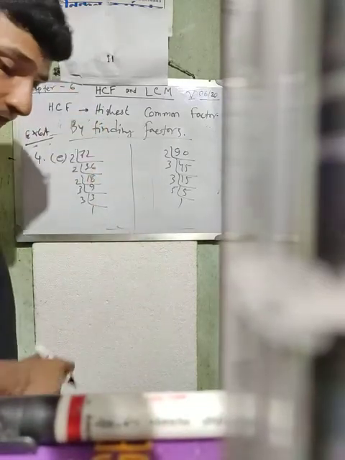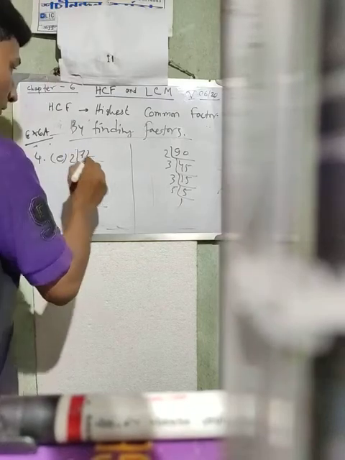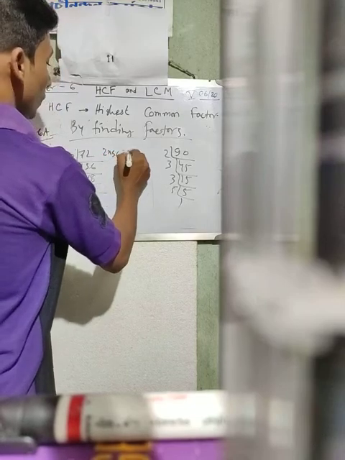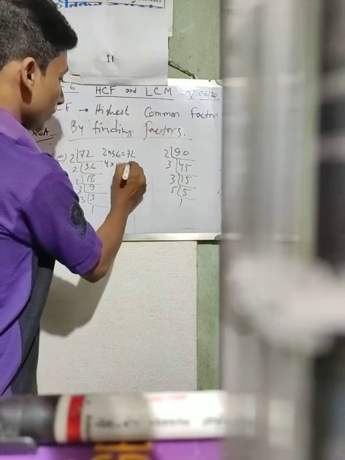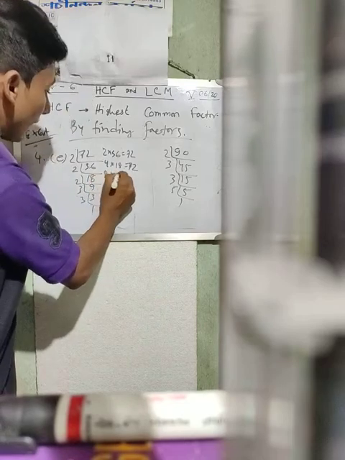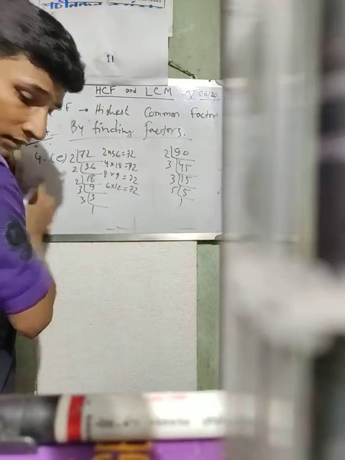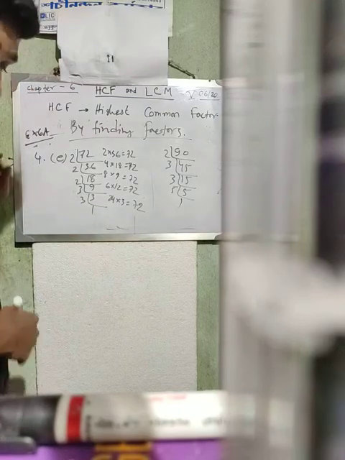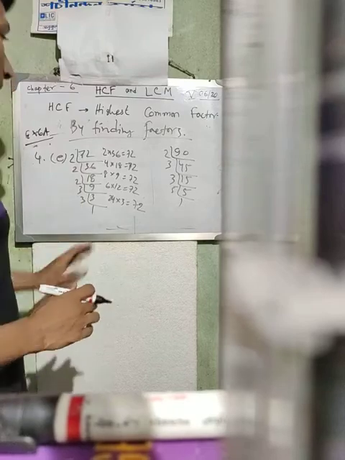Now we can group these numbers like this. 2 into 36 is equal to 72. Similarly, 4 into 18 is equal to 72. Or 8 into 9 is equal to 72. 6 into 12 is equal to 72. 24 into 3 is equal to 72. Okay, so these are the factors.